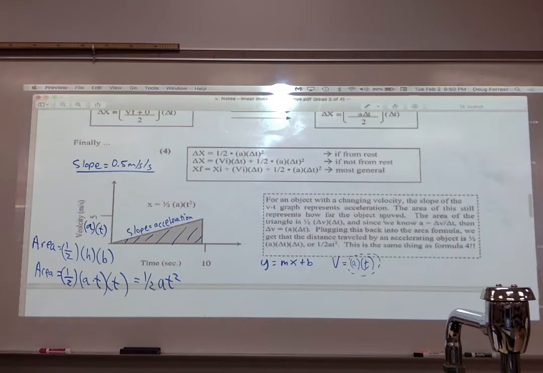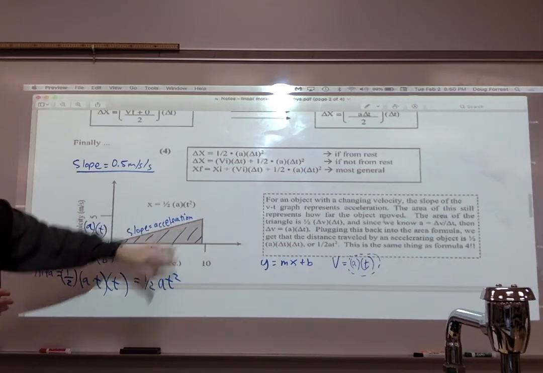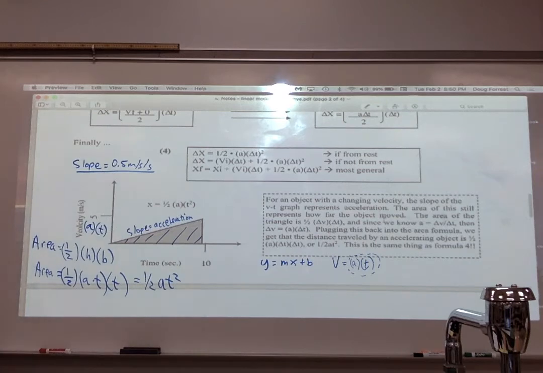So whether you want to go through all that proof or not, the idea is that these formulas aren't just magic. They don't come from nowhere. They basically come from what we already know and the fact that the area of this graph is the displacement. So let's go through and actually do this now with this graph's values.